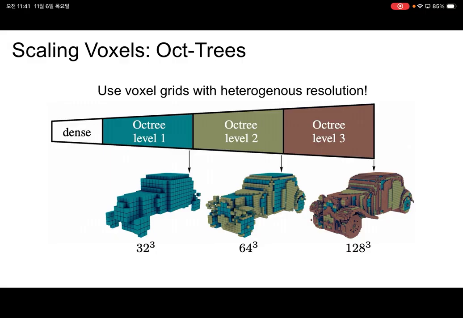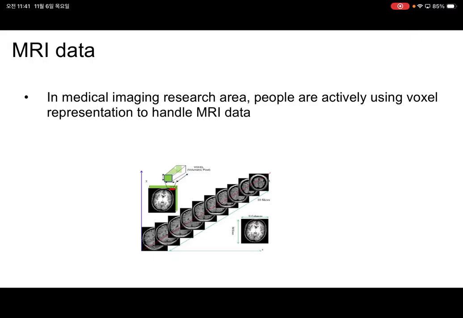So people invented some smart ways to handle this kind of scalability issue using octree, or there are many others. So first, defining some coarse level voxels, and then adding some fine-grained detail based on octree data structure. And I heard that in the medical image processing research area, people actively use voxels to handle MRI data. I'm not very familiar with MRI data, but I heard that MRI is consecutive images along the human body, so people still widely use voxel to handle MRI data.